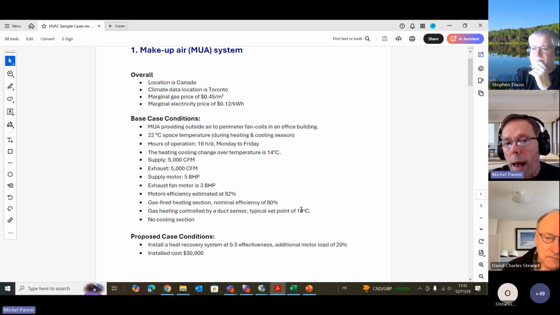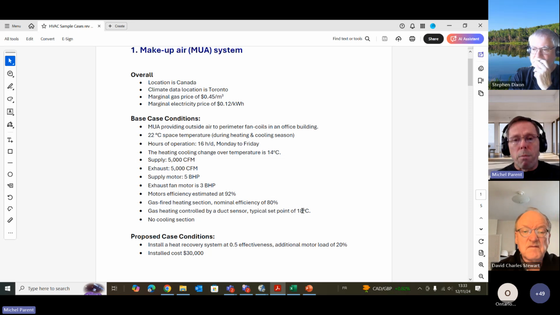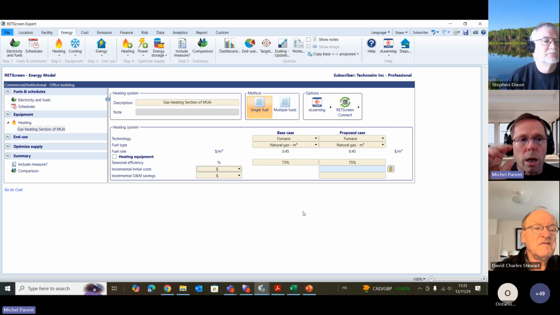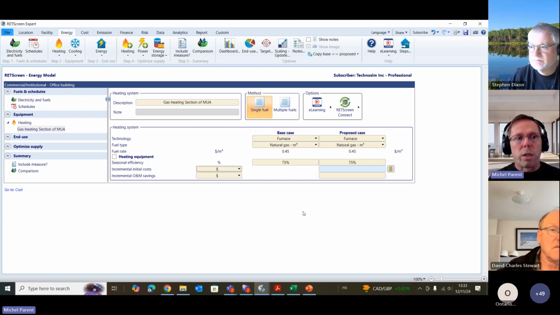And this one has a typical set point of 18 degrees, which makes it applicable to that rule of adding 2 degrees to the space temperature set point as the way of defining the schedule for the makeup air unit. So now we've got our heating section, our schedule, our rate. Now we can go to step 3.